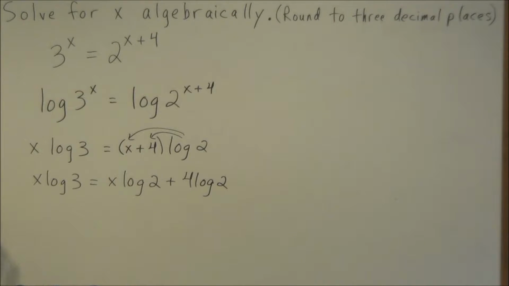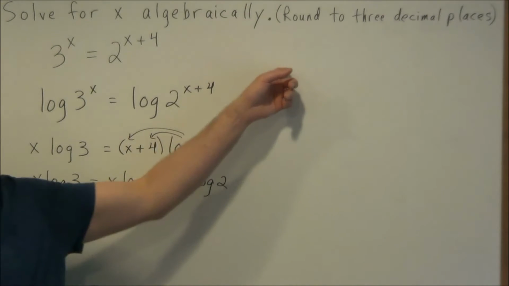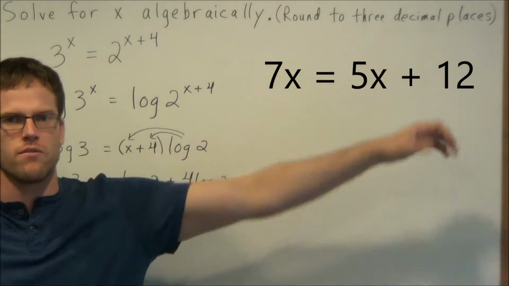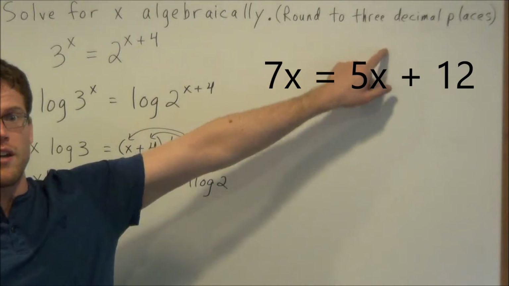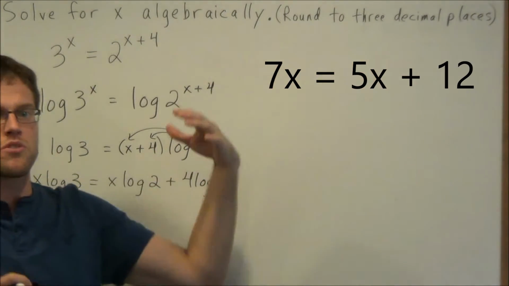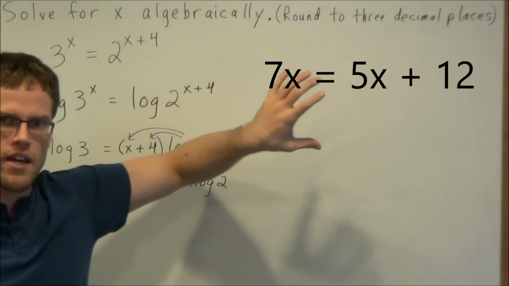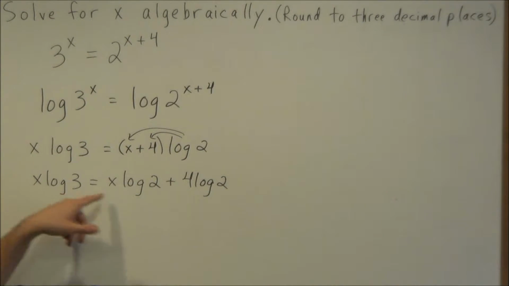Now at this stage of the problem, it might be confusing as to what we need to do next, but just imagine this were 7x equals 5x plus 12, let's say. To solve this simple equation, you would get the x term on the right and bring it to the left side. We would subtract 5x from both sides, because when we're solving for x, it's important to bring all the x's to one side.